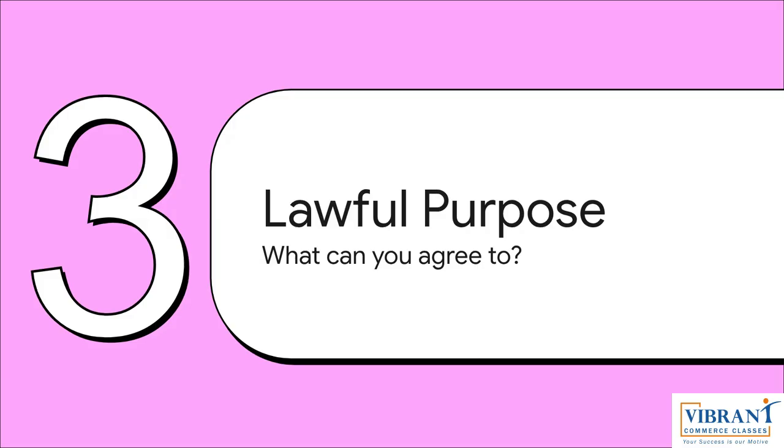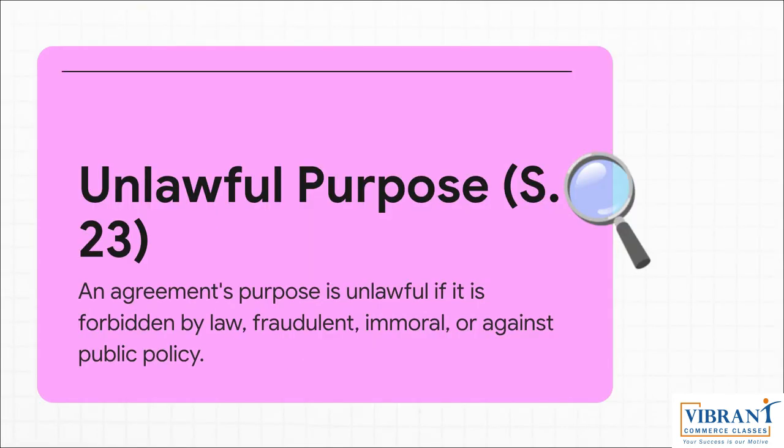All right, moving on. Even if you have the right people and a real yes from both sides, the whole deal can still fall apart if what you're agreeing to is, well, illegal. This brings us to our 3rd and 4th pillars, which are all about making sure the contract has a lawful purpose. Section 23 basically gives us a clear checklist of what's off limits. An agreement is unlawful if it's forbidden by a specific law, if it's designed to defraud someone, if it would hurt a person or their property, or if a court just thinks it's flat out immoral or against public policy.